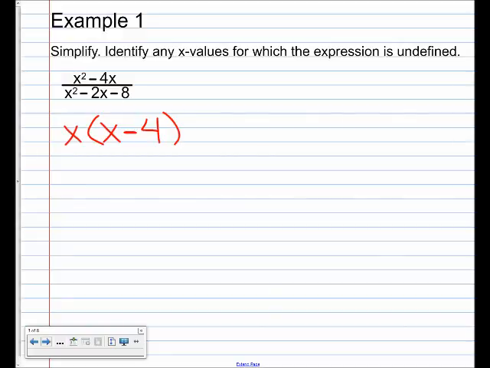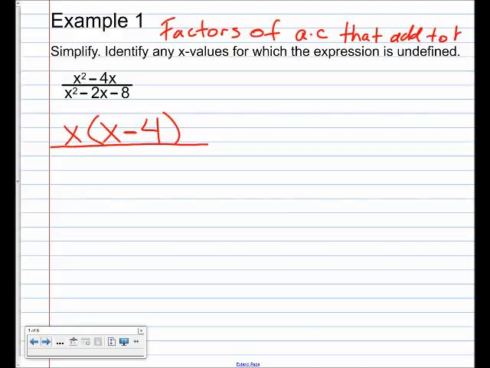How can you make sure that you factored correctly? Distribute it mentally. So x times x is x squared. x times negative 4, negative 4x. So that's how you can always check to make sure you factored correctly. What about the denominator? If you're having trouble with this, I would say remember our phrase: factors of a times c that add to b. Now again, when there's a 1 in front of x squared, do I really care about a? No, I just care about factors of c that add to b.